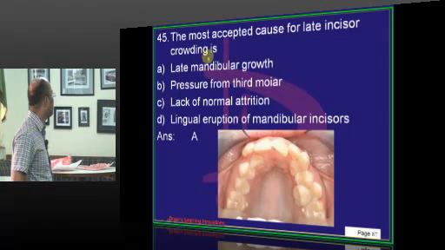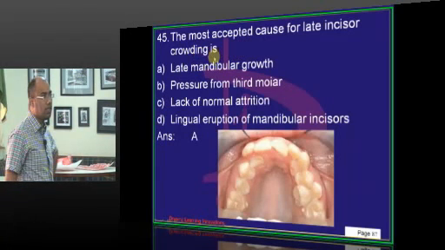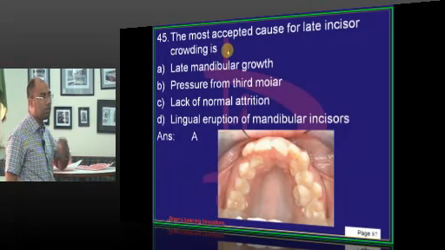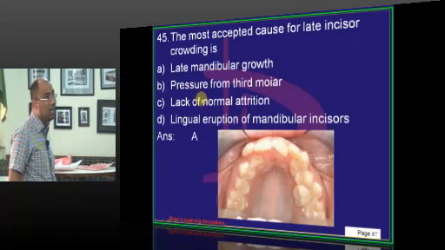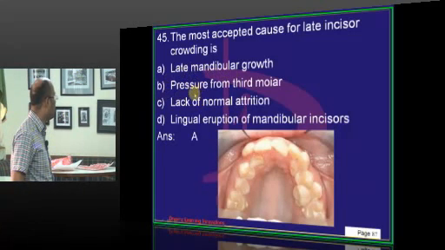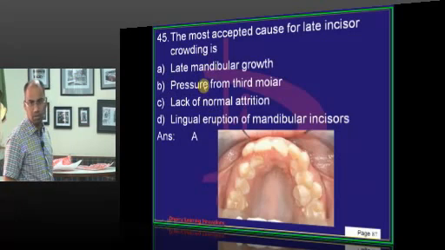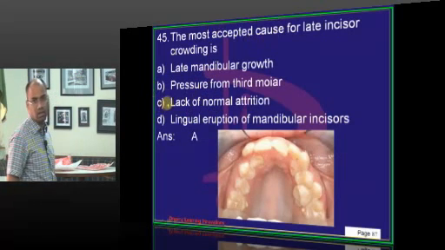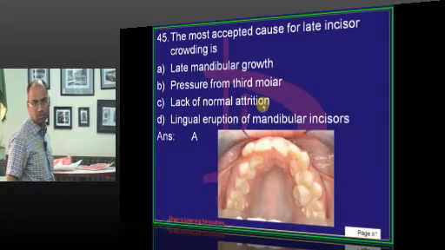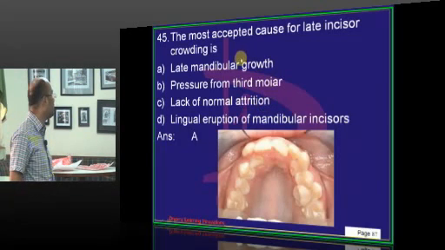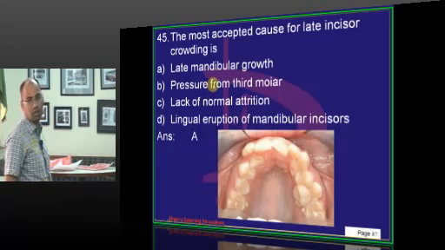What is the most accepted cause of late incisor crowding? We see after the age of 17 or 18, suddenly there will be some amount of lower incisor crowding especially. What is the reason? It is because of late mandibular growth. See, pressure from the third molar and lack of normal attrition all contribute. These three are all causes, A, B, C, all are causes only. But the most accepted among them is late mandibular growth. Okay, if you see the literature, all these three are causes for late incisor crowding.